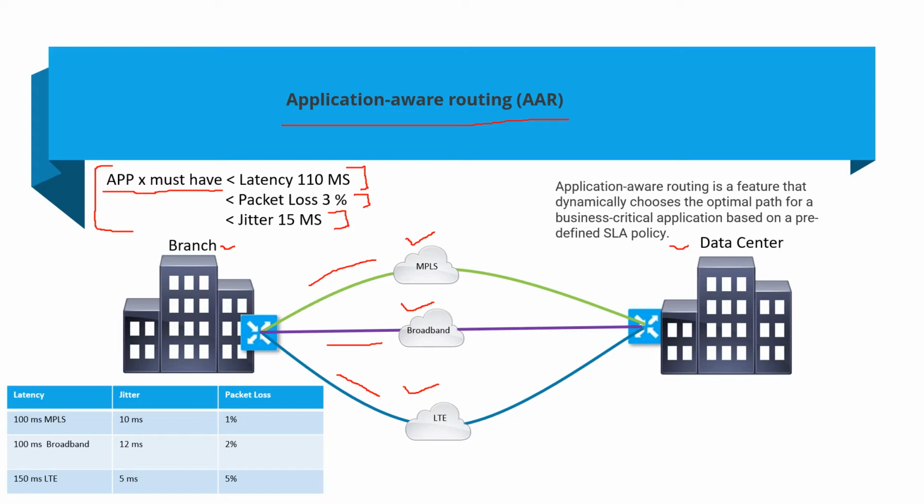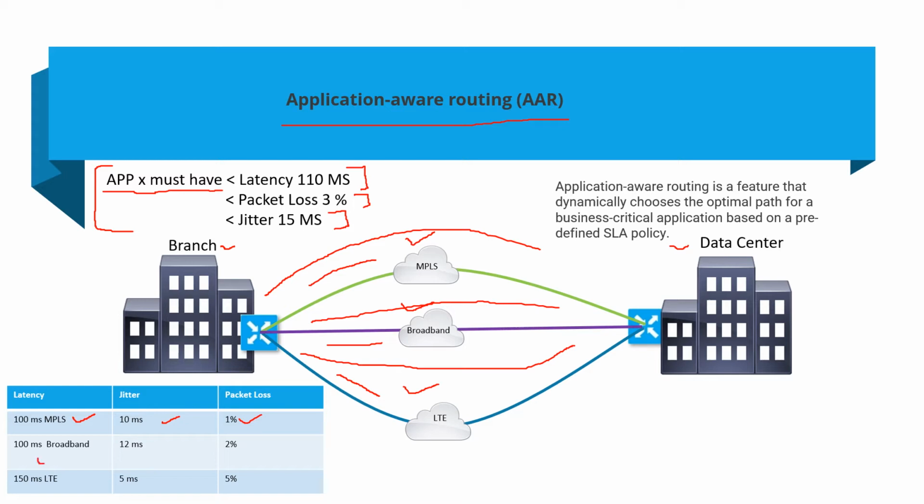My vManage keeps track of all the paths. It knows how is the performance for all these paths. Based on that, it is going to decide. So let's assume this is my MPLS, and I get 100 ms latency with jitter of 10 ms, and the packet loss is 1%. And these are the real-time values. They can fluctuate or change as well.